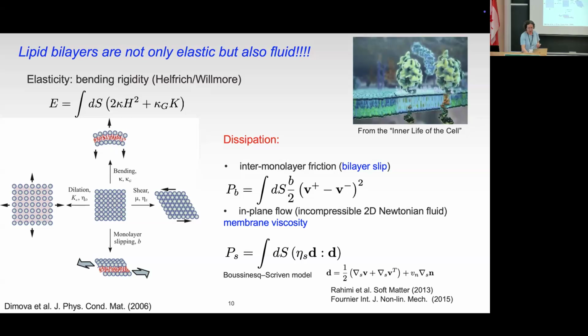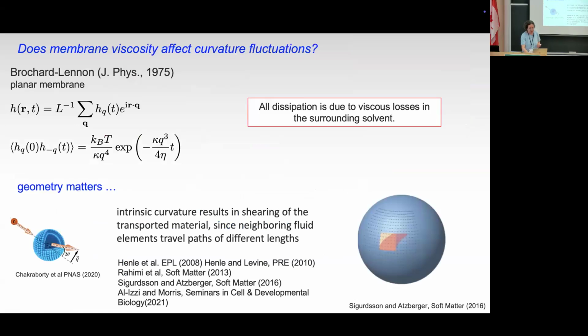And so we said, okay, let's revisit the classical theory and include viscosity. What turns out to be is that actually, if you're dealing with a planar membrane, the bending and the shear mode are decoupled. And actually, the shear viscosity of the membrane does not really affect the curvature fluctuations, the height-to-height fluctuations.